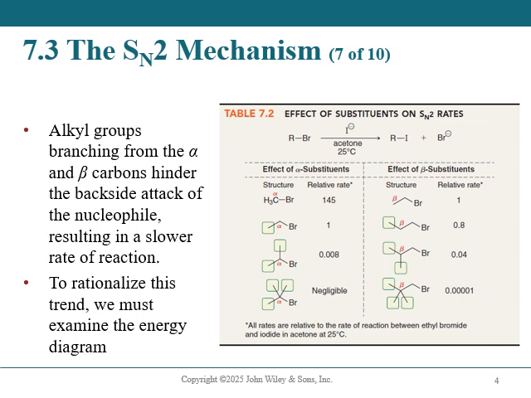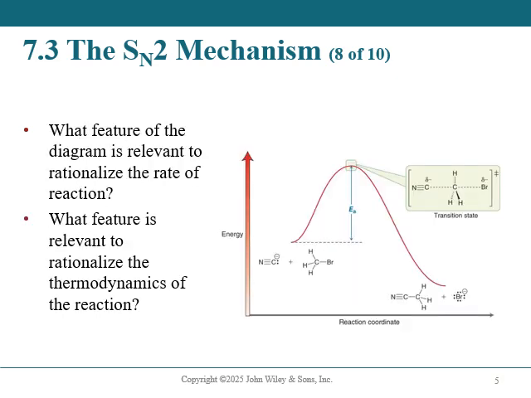Alkyl groups branching from the alpha and beta carbons hinder the backside attack of the nucleophile. They get in the way. This results in a slower rate of reaction. And for that, we look at the energy diagram. When you have an energy diagram, that activation energy, that barrier, is what allows you to figure out how much energy you need to go from reactant to product. It also tells you a little bit about what we call the transition state, which in this case is your halogen-carbon bond partially broken, your carbon-nucleophile bond partially formed, right?